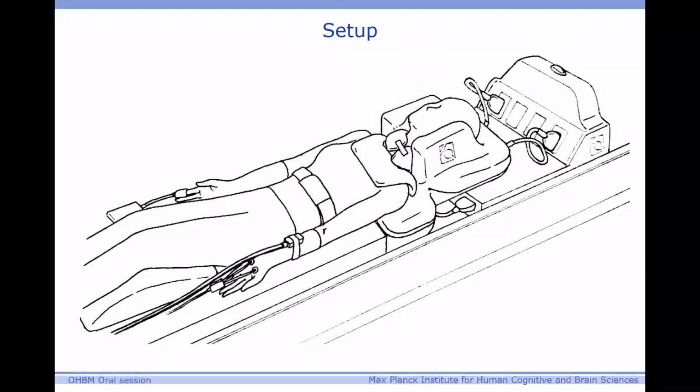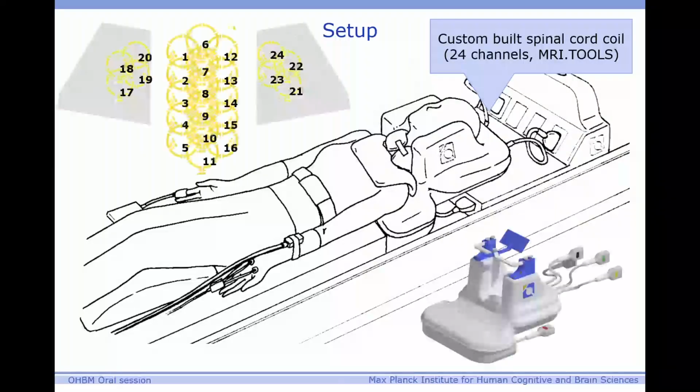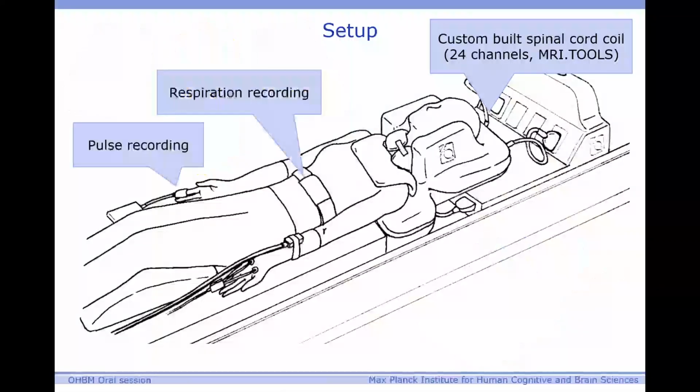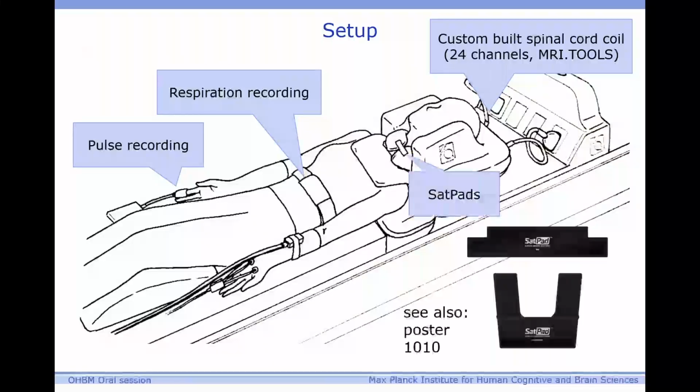And so how did we deal now with 7T fMRI? So first of all, we now use a custom-built spinal cord coil with 24 channels that also wraps around the neck. To correct for the mentioned artifacts, we need to record respiration and pulse. And to also correct some inhomogeneities in the field, we now use these susceptibility-matched pads around the neck. If you want to know more about these, you can also check out the poster today.